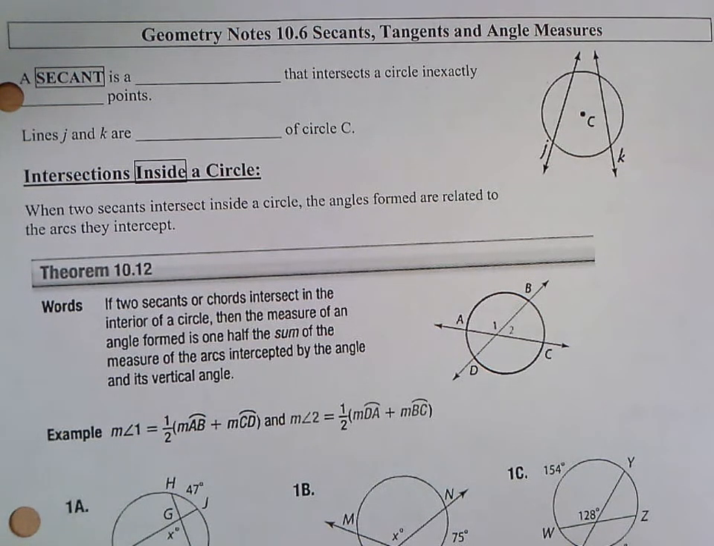Today we are still working with tangent lines, but we are also working with what are called secant lines. And today they are tying into how we can use secants and tangents to find missing angle measures in a circle.